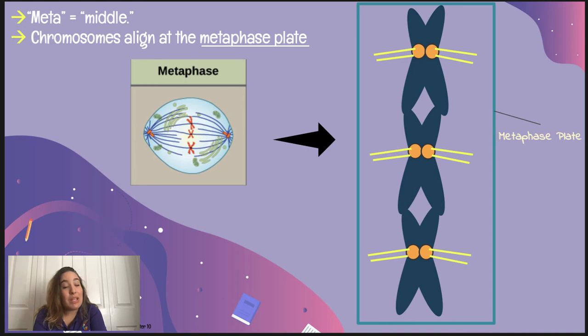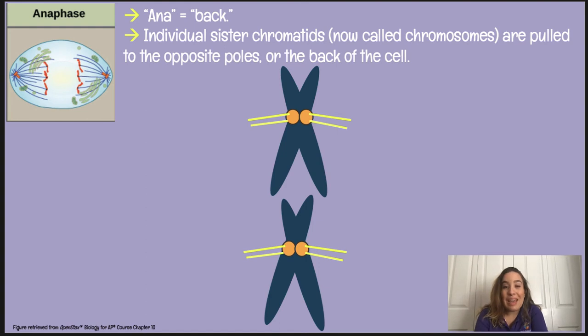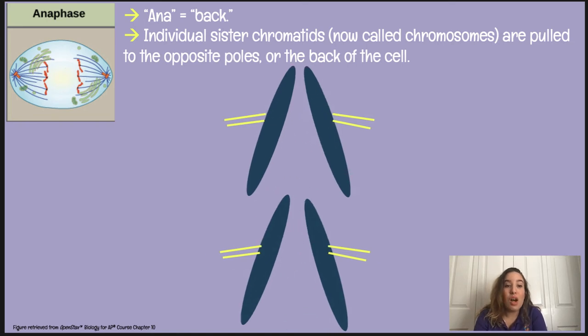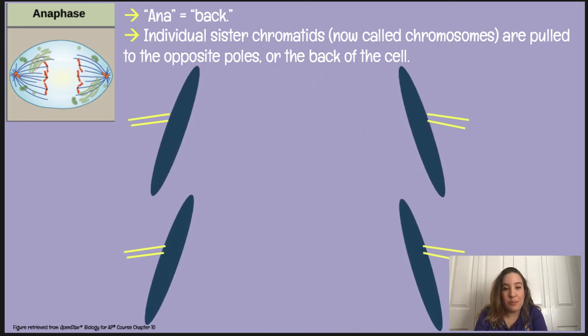Metaphase. Meta means middle, and the chromosomes align at the metaphase plate. You can see a zoomed in version of the metaphase plate to the right. Anaphase. Ana means back. Individual sister chromatids, which are now chromosomes, are pulled to opposite poles or the back of the cell.